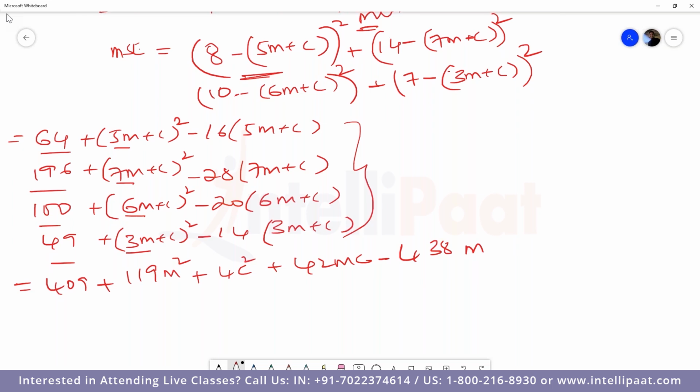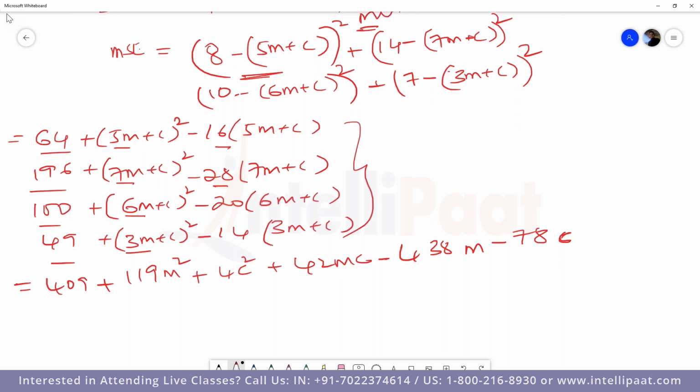And the C term is simply going to be negative 16, negative 28, 28, 20 is 48, 48, 14 is, so 14 and 16 is 30. So 48 plus 30, 78. And that's it. So that's the complete equation.